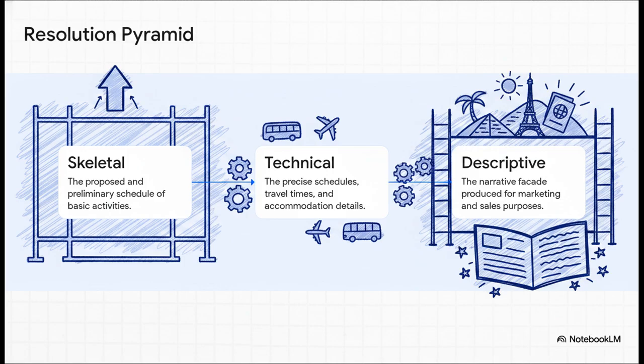Then they reinforce that skeleton with technical back-end details, things like exact transport times and accommodation types. And finally, they wrap the whole thing in a descriptive narrative. That's the appealing, glossy brochure language that the client actually gets to see and get excited about.